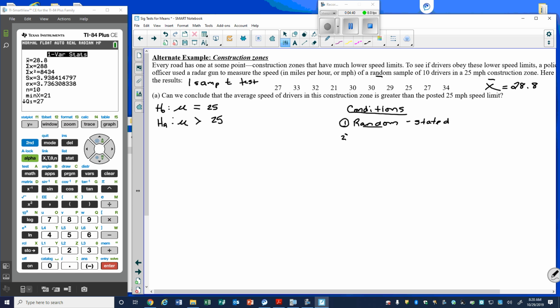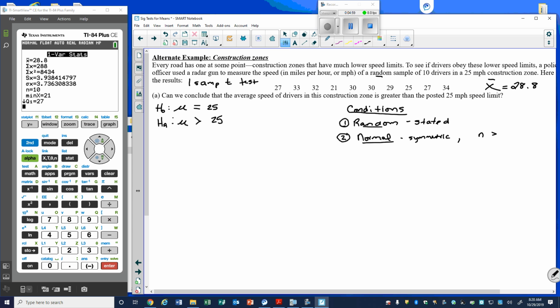The second condition that has to be met is we have to make sure that this would be considered a normal curve. And there are a couple of ways that we can do that. If we know that our data is symmetric, then we can verify it that way.